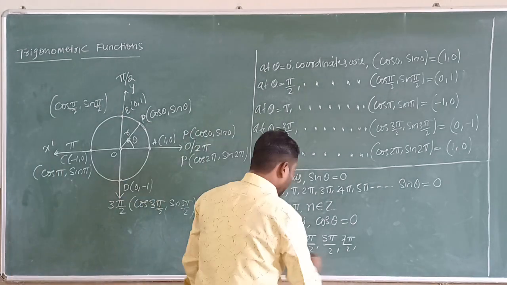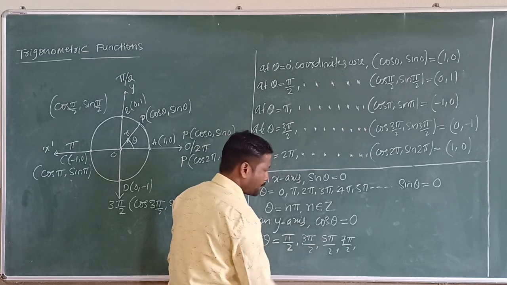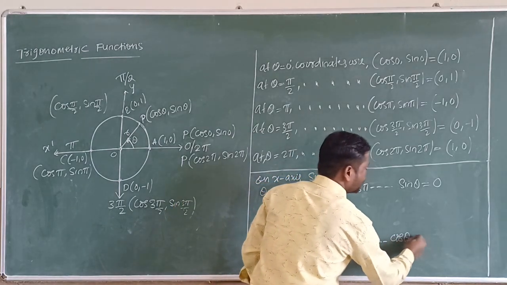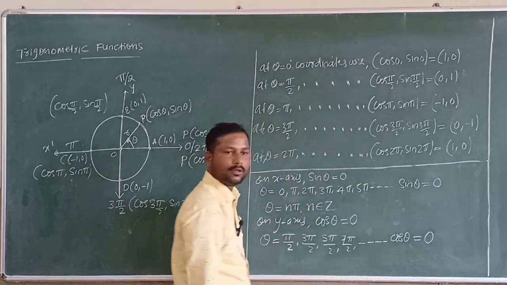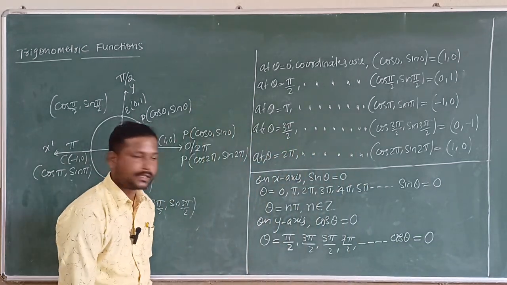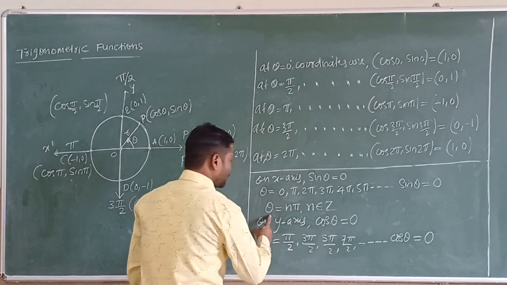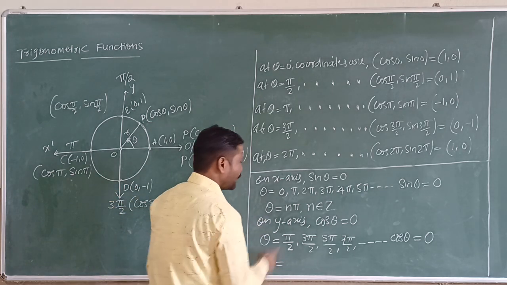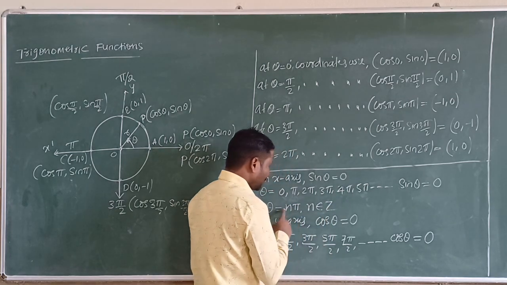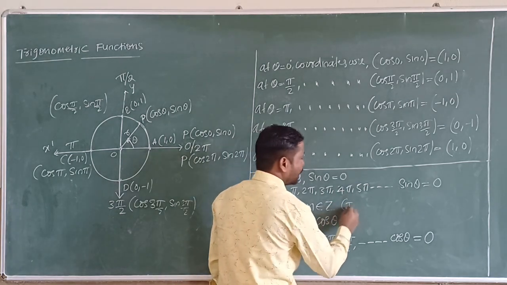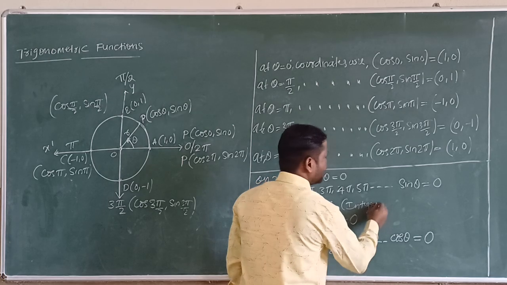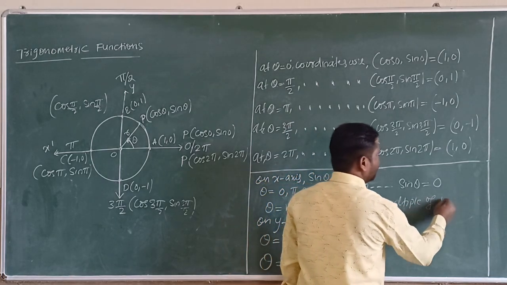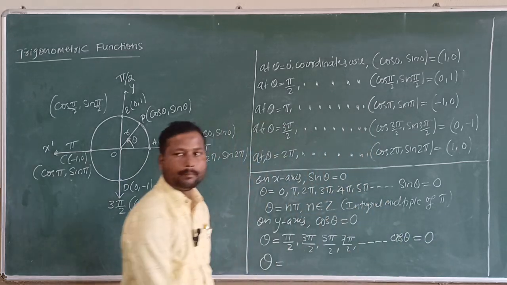So therefore pi by 2, 3 pi by 2, 5 pi by 2, 7 pi by 2 and so on. In these cases the cos theta value is 0. Take theta now. Here theta equals n pi, this is an integral multiple of pi. Integral multiple of pi.